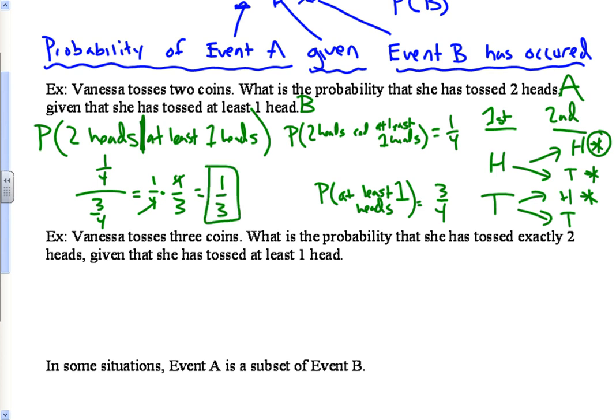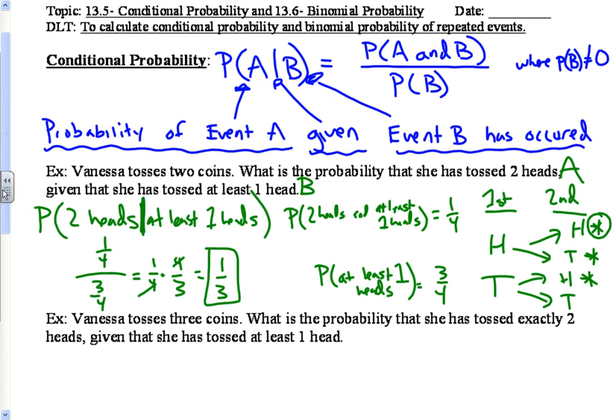So you find the probability that both events happen at the same time, and you divide by the probability that the given event happens. And that's what I did here. The probability that both events happen is 1/4, because that's 2 heads and at least 1 heads. And then the probability that you have at least 1 heads is 3/4. That gives you the probability of both of them together.